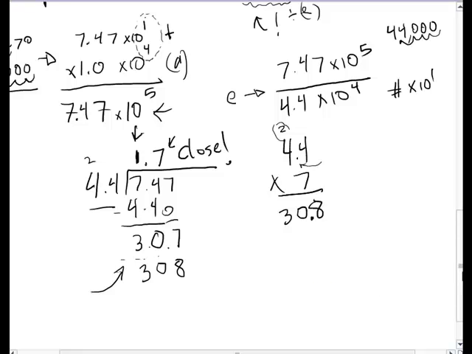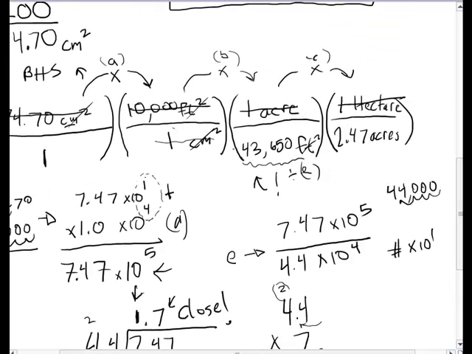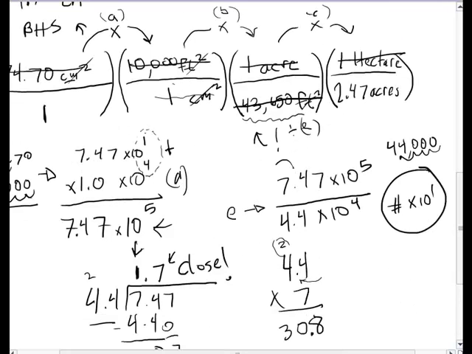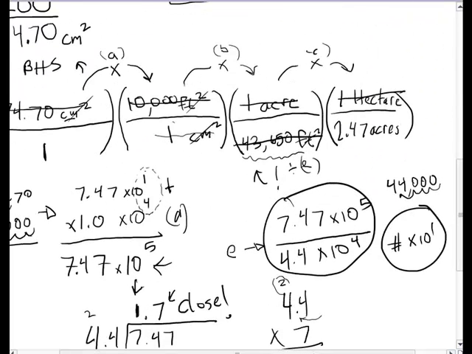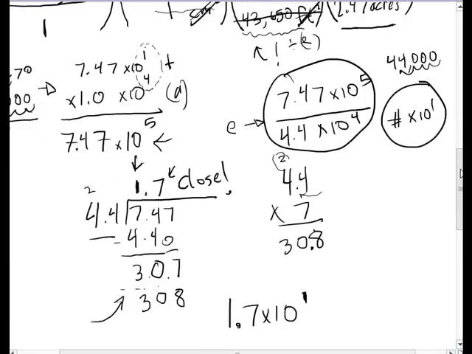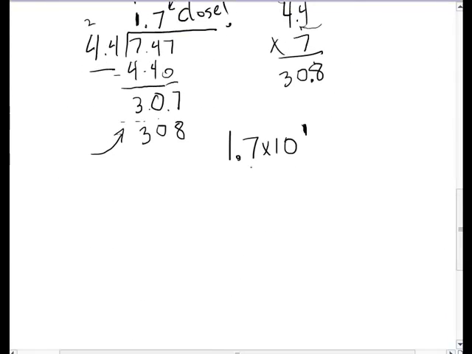Are we okay still? Okay, so now what I've done was I've taken care of this. I know my answer right now is 1.7 times 10 to the 1. The answer to this value is going to be 1.7 times 10 to the 1. Now, if I'm following my factor labeling, centimeters are gone, feet are gone, and now I'm in acres. The only thing I have left to do is divide by 2.47 acres. So I've got 1.71 divided by 2.47 acres.